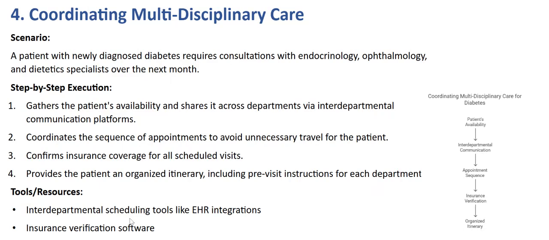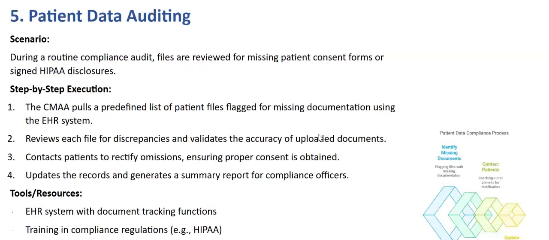Tools/resources: interdepartmental scheduling tools like EHR integrations, insurance verification software, printed or electronic patient instructions. Impact: ensures cohesive care delivery across specialties, enhances patient satisfaction, and prevents overlaps or missed appointments. And here is a diagram on coordinating multidisciplinary care for diabetes. Patient data auditing. And here's a diagram on the patient data compliance process.